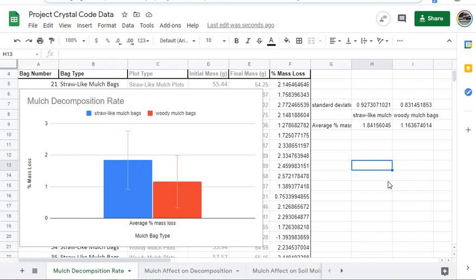So go ahead and add error bars into all of your graphs and see if your data is statistically significant or if it could be just due to the result of random chance.